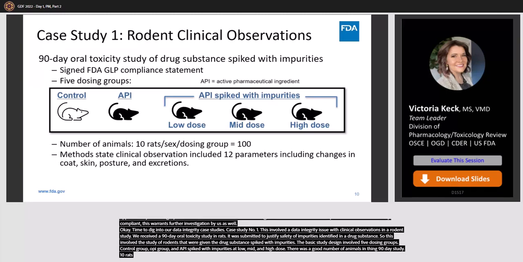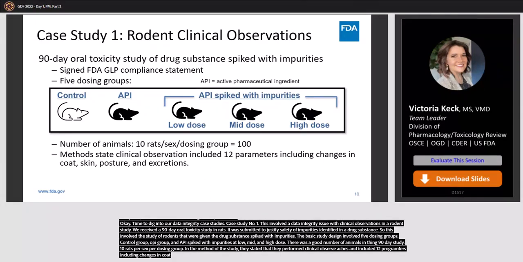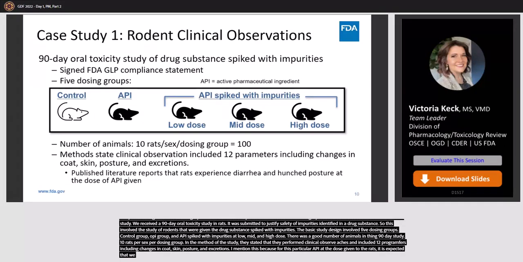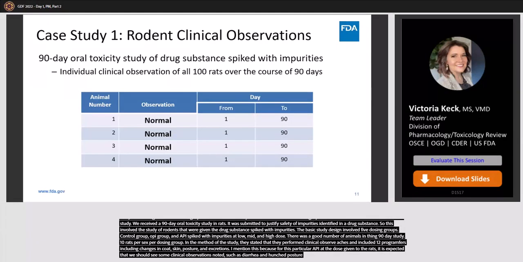In the methods of this study, they stated that they performed clinical observations, and this included 12 parameters, including changes in coat, skin, posture, and excretions. And I mention this because for this particular API, at the dose given to the rats, it is expected that we should see some clinical observations noted, such as diarrhea and hunched posture.